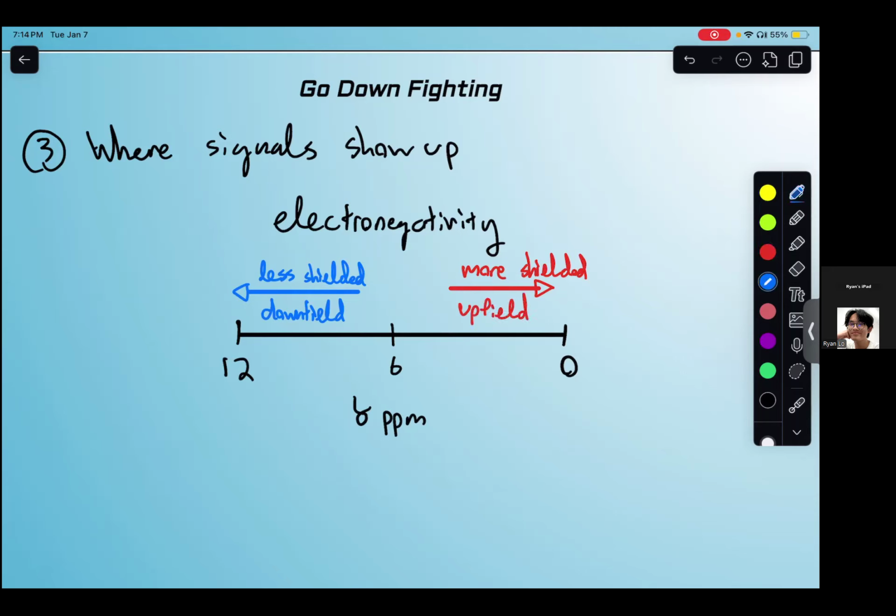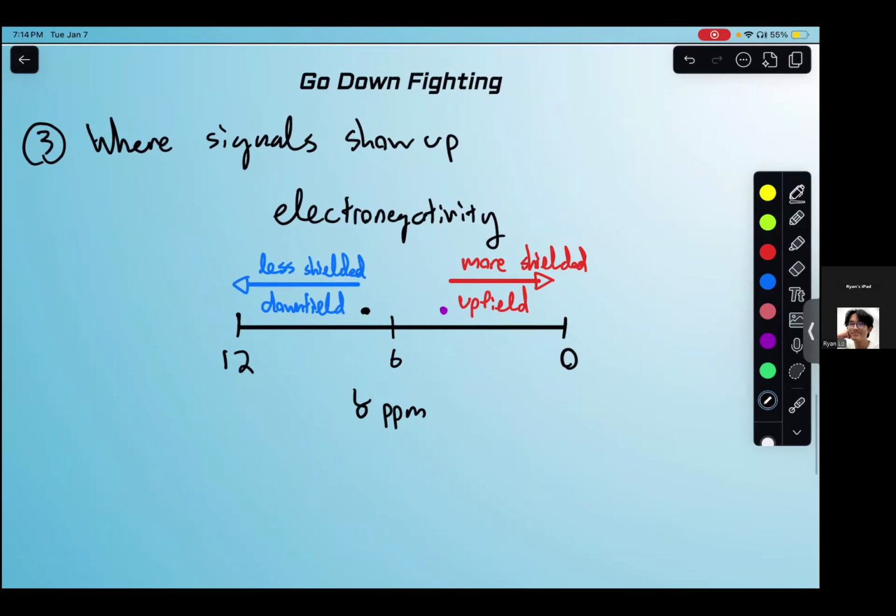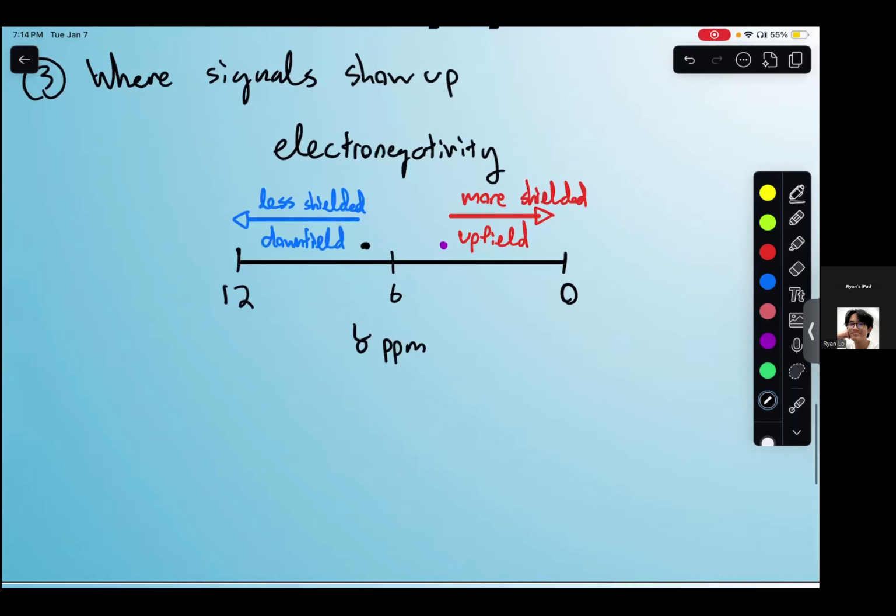These are like adjectives that you can use to describe. For example, if I do this purple signal right here, and I have this black signal right here, there's different colors. I can say the purple one is more upfield than the black one. I can say the black one is more downfield than the purple one, or vice versa. I can say that the black is less shielded, or I can say the purple is more shielded. It depends on how you want to say it, right? It's up to you, but get used to using these phrases a lot.